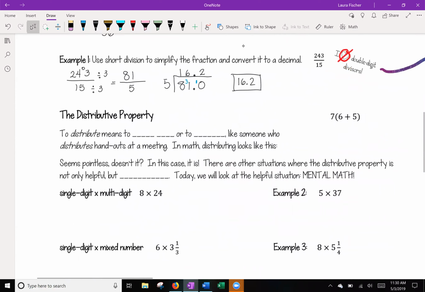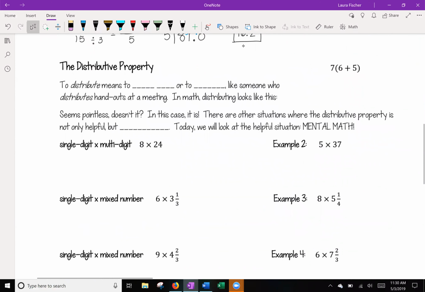All right, so now we're going on to the distributive property, and the distributive property gets introduced in 6th grade. So my 6th graders see this, and it gets expanded in the 7th grade curriculum, so I'm covering it again. To distribute means to deal out. So you can think of somebody dealing cards. You're going to play war, go fish, or whatever. Distribute means to deal out or to spread.